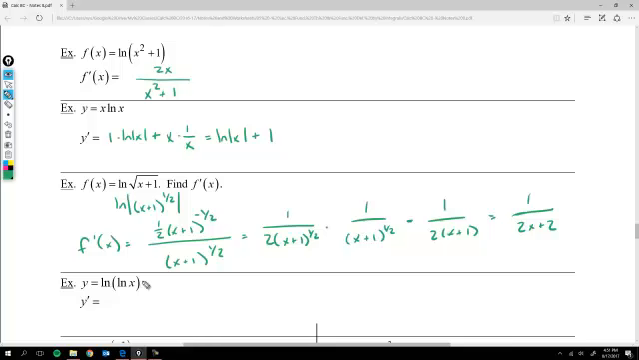Okay, and one more right here. I have natural log of x. Well, okay, let's just break this down. So this is the inside of my natural log. So when I take the derivative, do my division bar, the inside of my natural log goes on the bottom, the derivative goes on top. Okay, don't overthink it. Definitely don't overthink it.